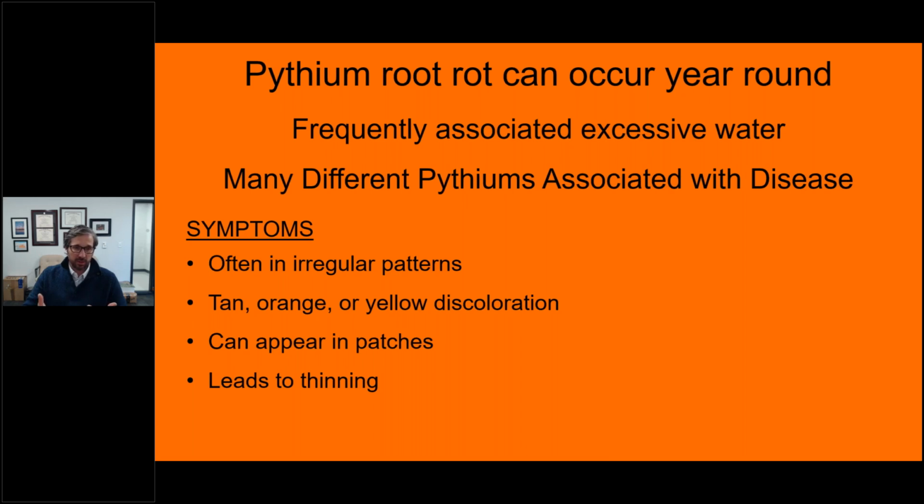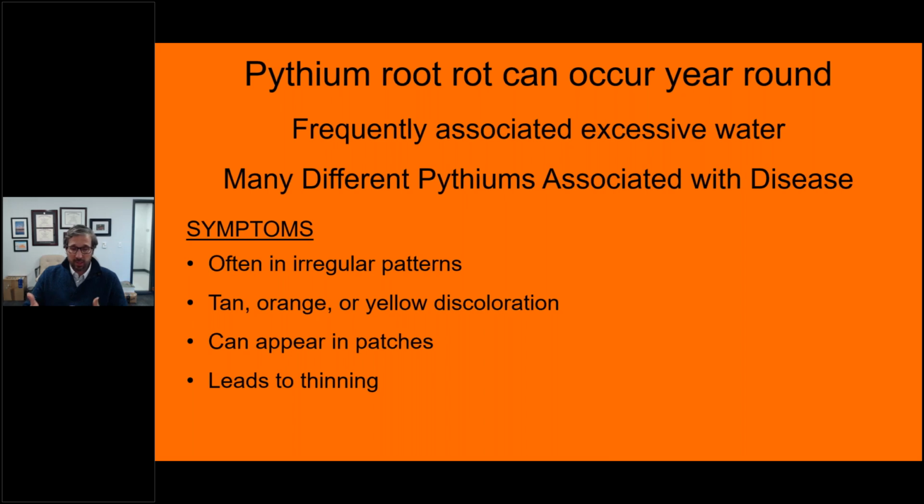And as far as symptoms, thinking about cool or warm season turf, you often see irregularly shaped patches of declining turf. These can be tan, orange, or even yellow discoloration. Sometimes they can appear darker as they progress, and that's something that we see pretty often with creeping bentgrass.